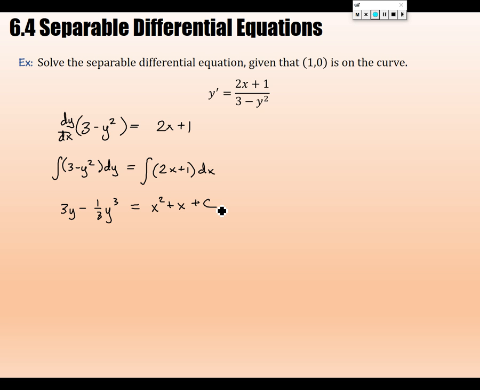Plugging 0 in, we can do it right now here. Plugging 0 in for y gives 0 over here, and 1 plus 1 plus c. Did you get c is negative 2? All right, and again, we can just write this as our answer: 3y minus 1/3 y cubed equals x squared plus x minus 2.